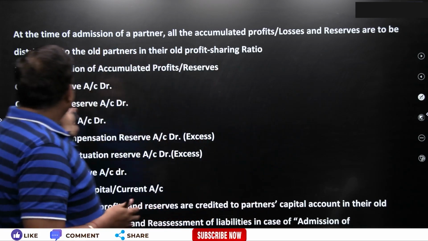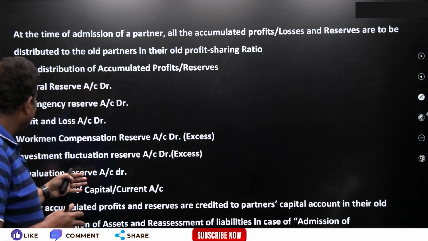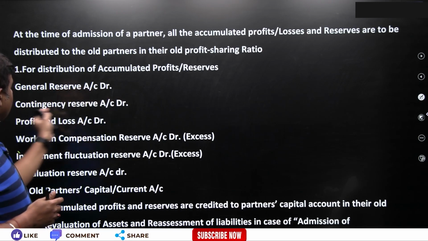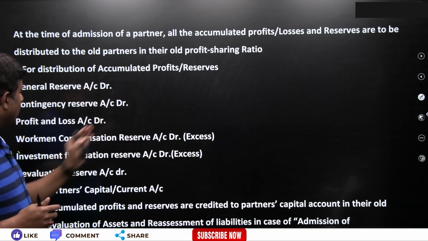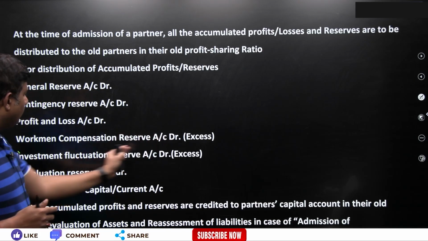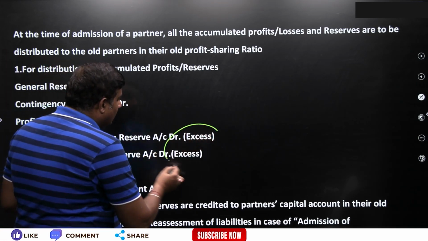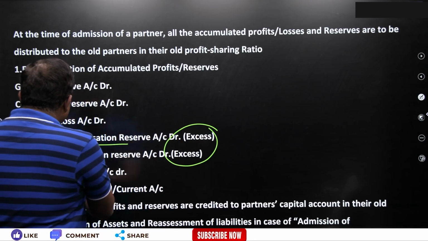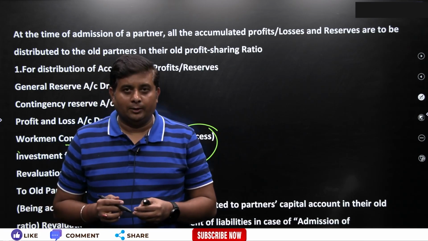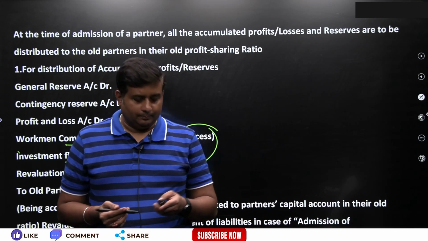Accumulated profits and reserves account debit to old partners' capital or current account. So general reserve account debit, contingency reserve account debit, profit and loss account credit balance debit, workman compensation reserve debit, investment fluctuation reserve debit, revaluation reserve debit. But keep one thing in mind: for the workman compensation reserve and investment fluctuation reserve, you have to consider the unclaimed amount only. What is an unclaimed amount? I'll talk about that on an upcoming slide.